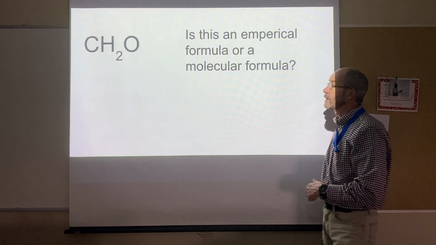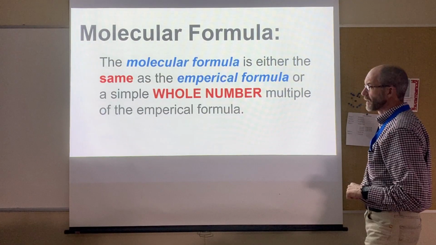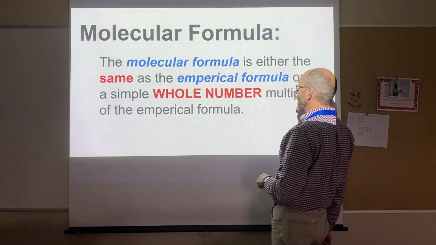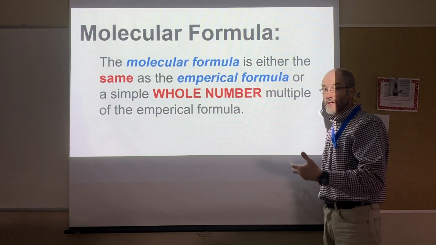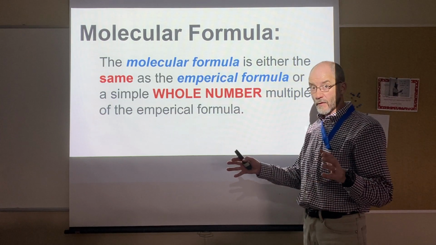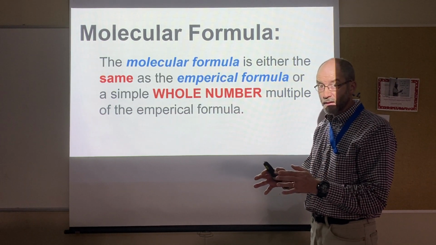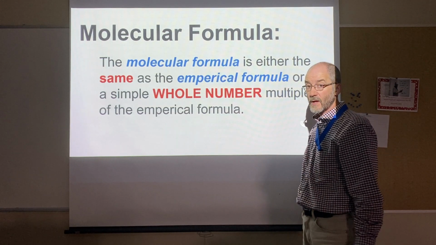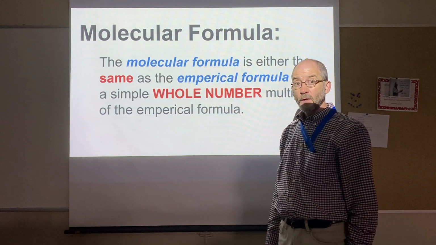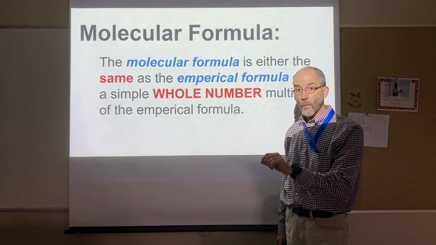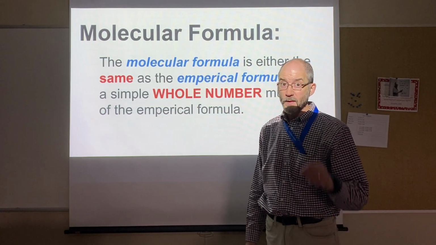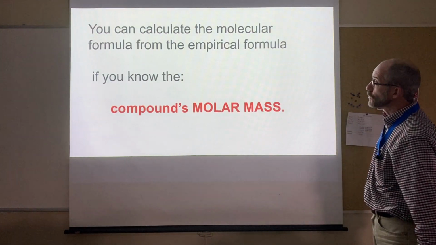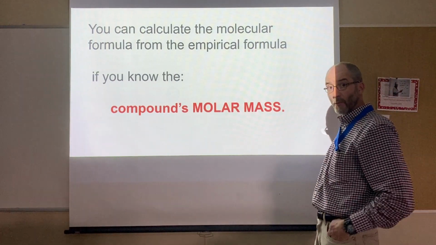Okay? All right. The molecular formula is either the same as the empirical formula or it is a multiple of the empirical formula. Remember, the empirical formula has been simplified. The molecular formula is how many you actually have. So in hydrogen peroxide, your empirical formula is HO, but your actual molecular formula is H2O2. All right, this is the last problem that we'll look at.